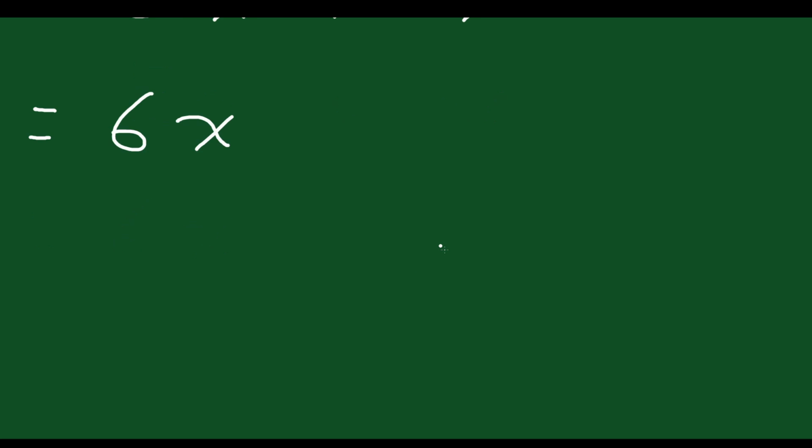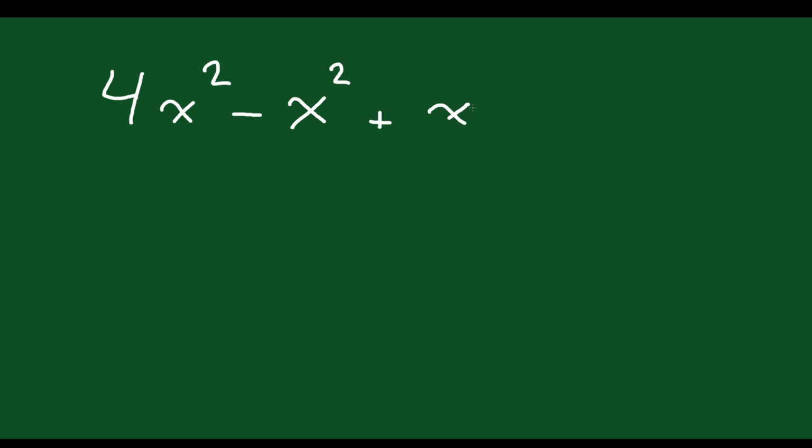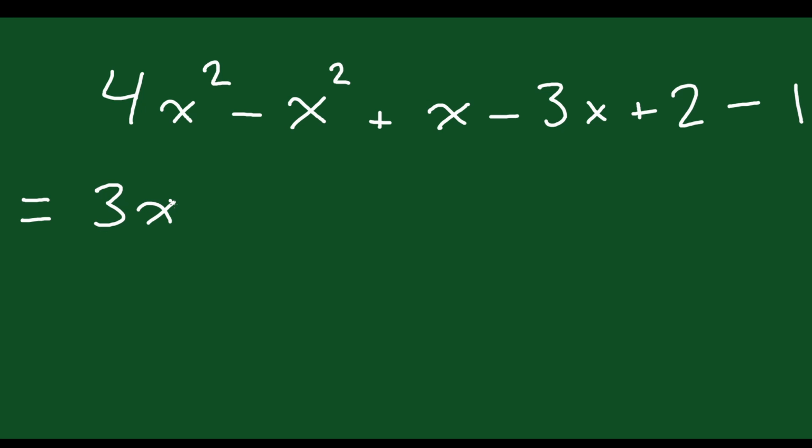Let's look at a more complex example and we'll see if we can simplify this one. So let's say I have 4x squared minus x squared plus x minus 3x plus 2 minus 1. So I've added in a whole bunch of terms, and we're going to apply the same idea. We're going to try to collect all the like terms. So I have a 4x squared and a minus 1x squared. Those are the only two terms here that have an x squared in them. So those two are going to be like terms. So 4 minus 1 is 3, so I have 3x squared.